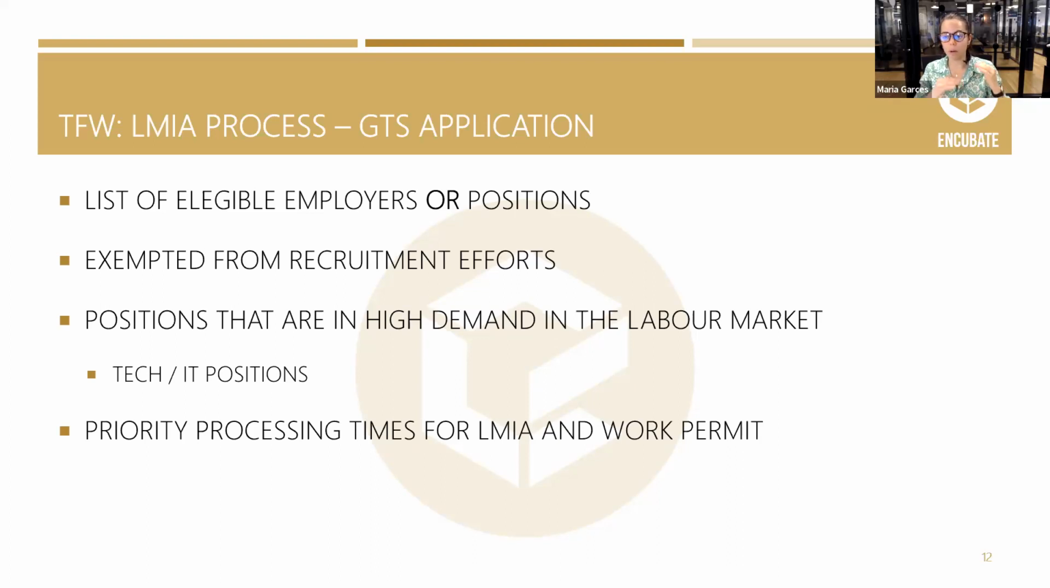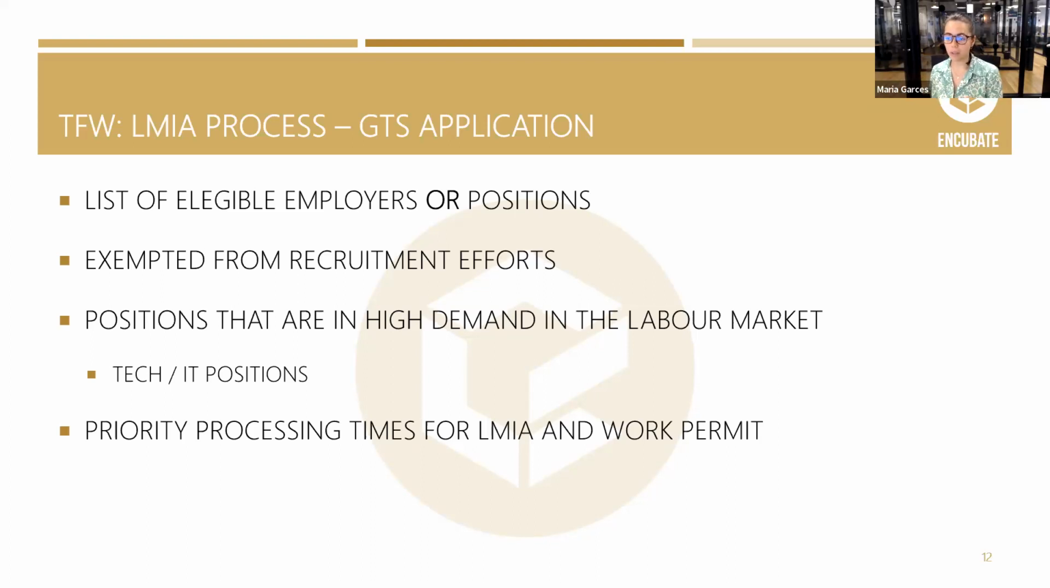Now, if we meet one of these categories and we're eligible to go through the Global Talent Stream, we are exempted from recruitment efforts, meaning that we do not have to go through the process that I just explained in the previous slide. We don't have to post the job for weeks. We can go ahead and apply directly for the LMIA. So it's still an LMIA application. We'll still need to pay the government fees, but we are exempted from demonstrating those recruitment efforts.